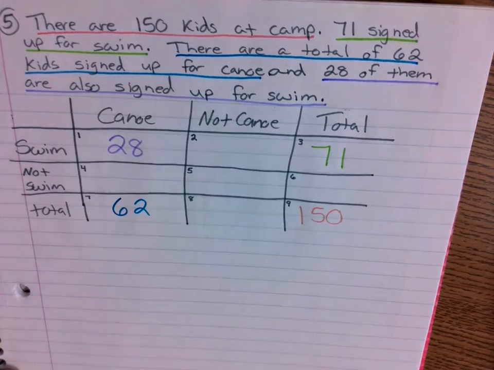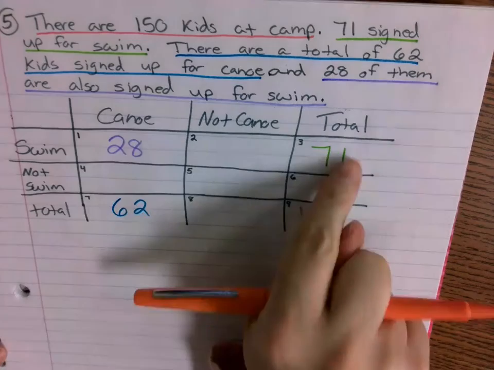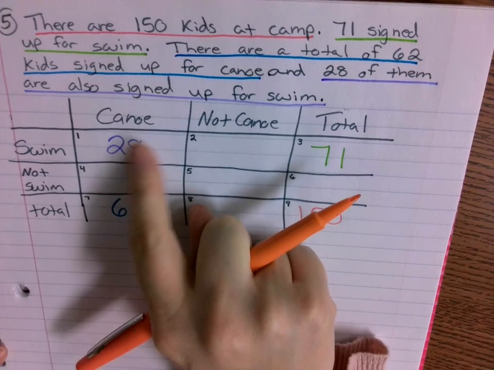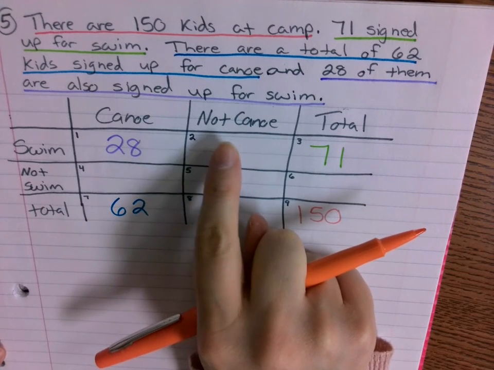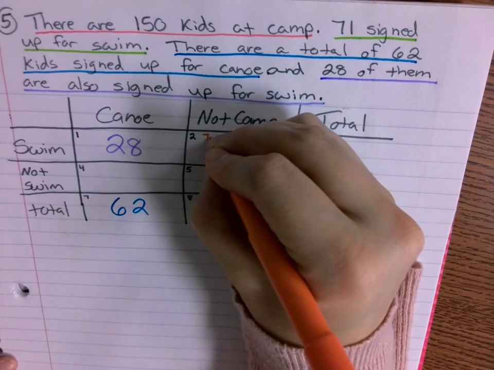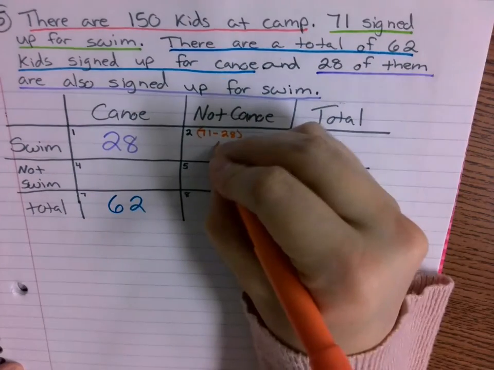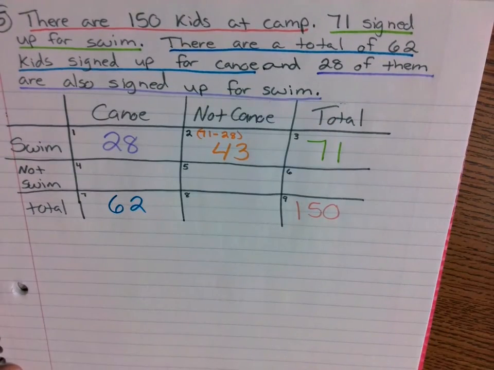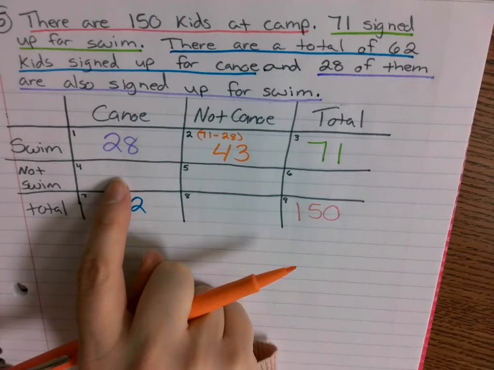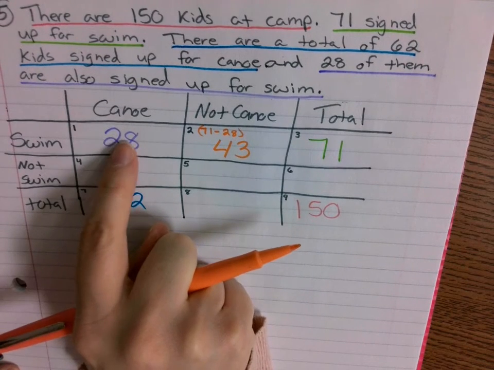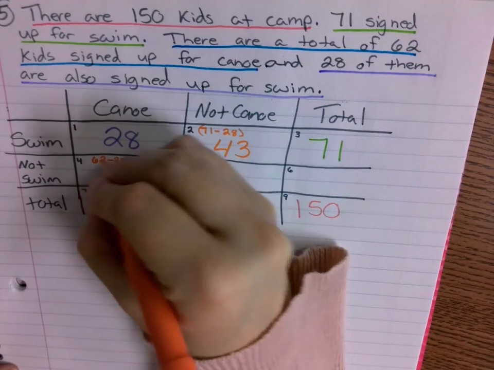Okay, so now the rest of this is going to be filled out by using our logic. If there are 71 total, and of that 71 total, 28 of them are canoe and swim, then we want to figure out how many are swim and not canoe by just subtracting. We're just going to do 71 minus 28, and 71 minus 28 is going to give us 43. So we'd fill this in for 43. I can also fill in this box right here because I know that there are 62 total, and part of that total is the 28, so I can just subtract. I can do 62 minus 28, and 62 minus 28 is going to give me 34.